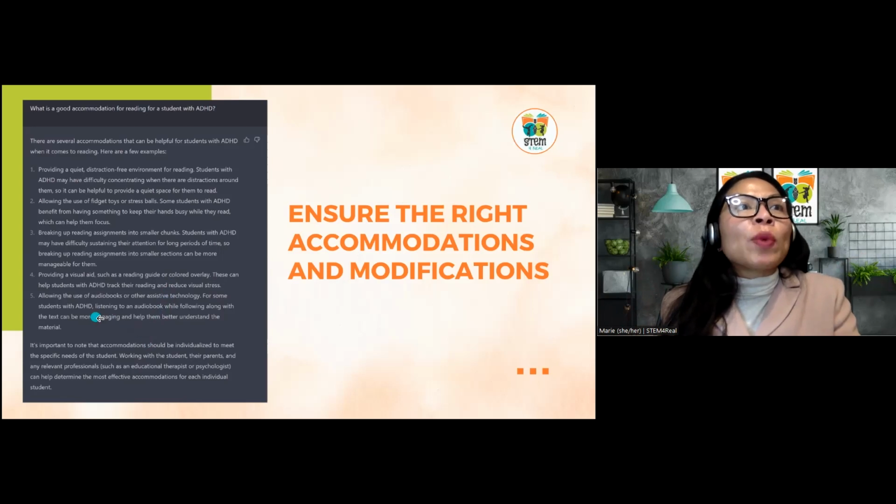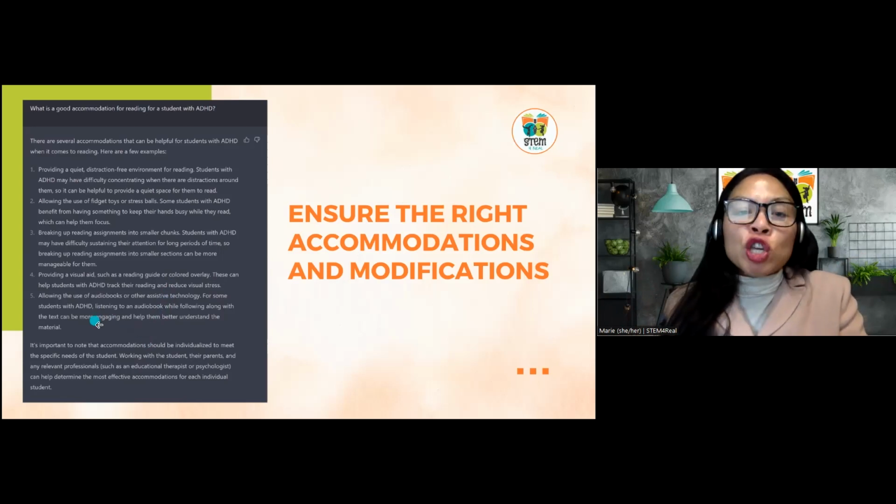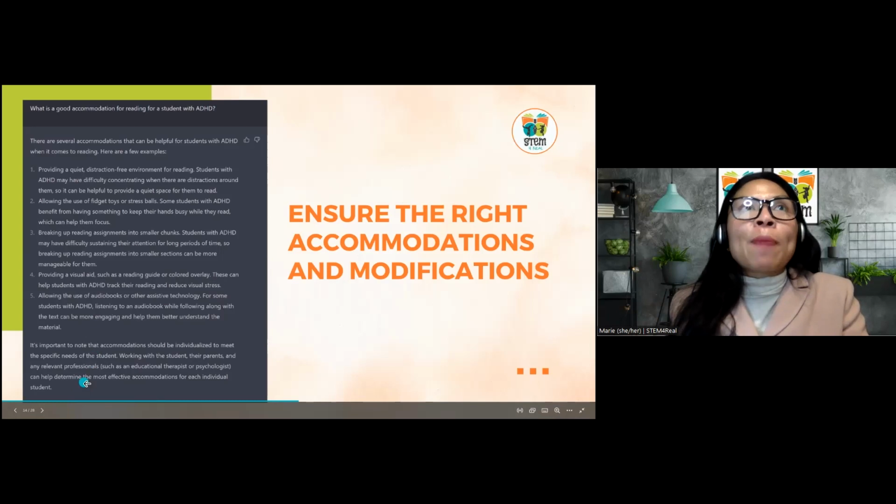And another thing that we like to do, especially when reading aloud with our students, is having the options of having audiobooks and assistive technology. So all of this is taking advantage of the technology that we have before us, and really thinking about individualized learning for every student.